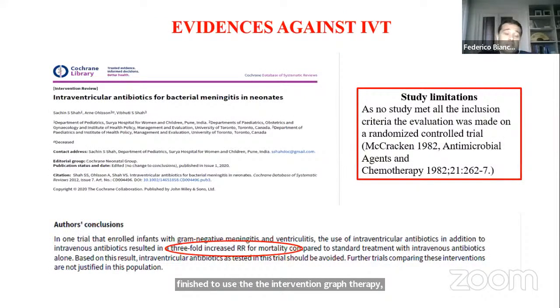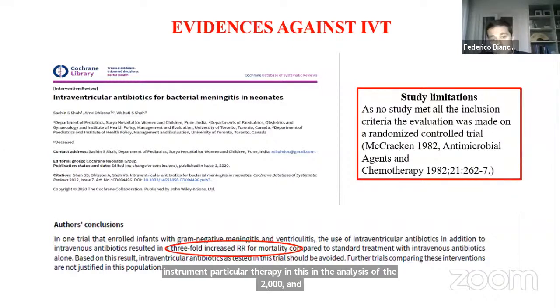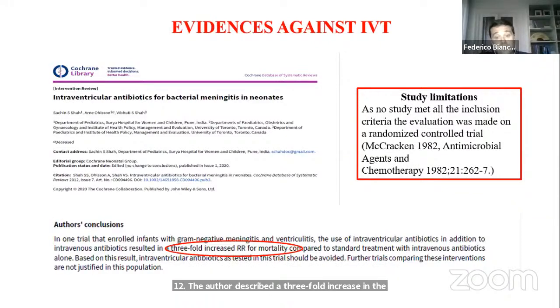As you can see, there are several works, like this Cochrane review, that are actually against the use of intraventricular therapy. In a meta-analysis in 2012, the authors described a threefold increase in the relative ratio of mortality compared with patients not using intraventricular therapy. But it's worth noting that these studies only analyzed papers from 1982, secondary to the lack of studies that met all the inclusion criteria that were evaluated.